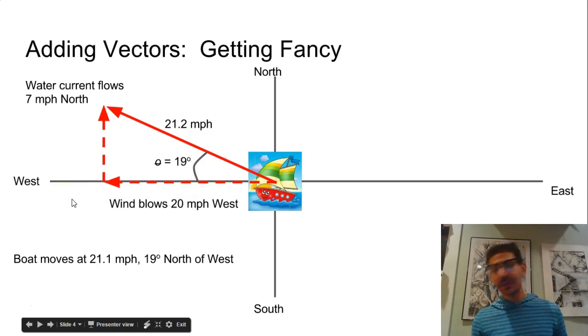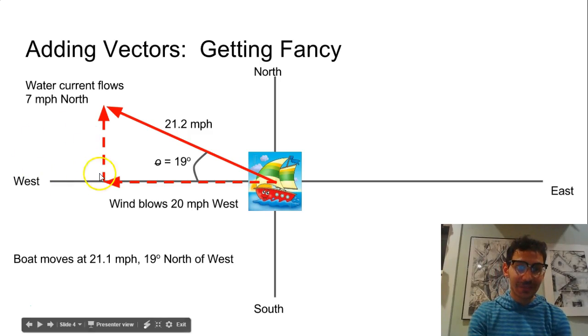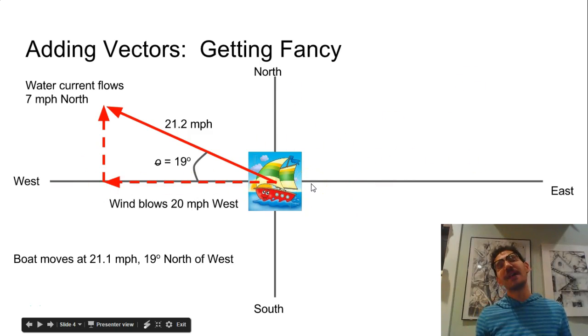Cool. So we got a little fancy there. Our boat was moving in two different directions. It's moving in a two-dimensional area now instead of just in one dimension, but we can handle that with some trigonometry and the Pythagorean theorem.